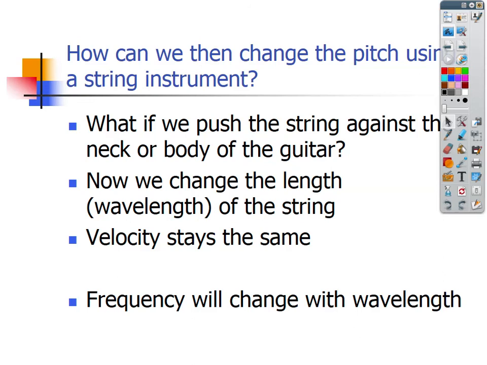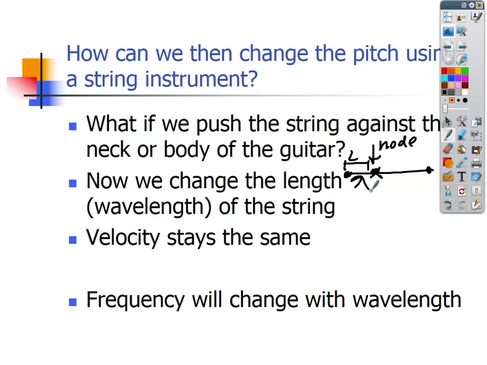Why is it so high a sound when you have your hand so far down the neck of the guitar? We can change the length, or the wavelength, of the string, because when you place your finger against the guitar, let's say I have it set up, and you place your finger right here, you're basically creating another node, and therefore now the length of the string that's actually vibrating is very, very small. So the wavelength is changing, but the velocity stays the same because you didn't change how tight the string is.